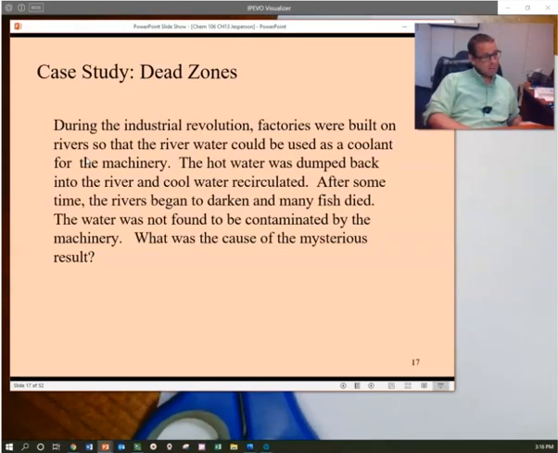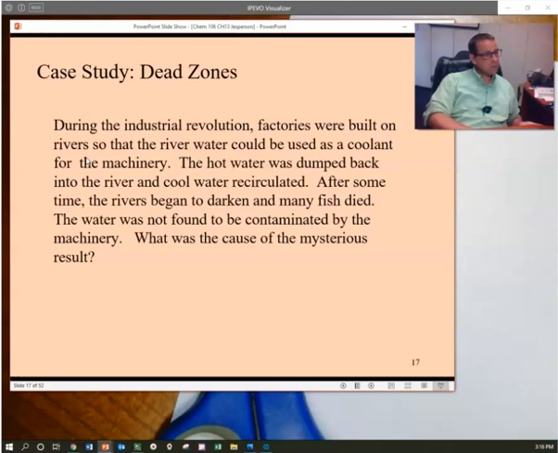But anybody have an idea? Anybody want to say yes in the chat box if you know why the fish were dying? What do you think, Robert? What's going on here?